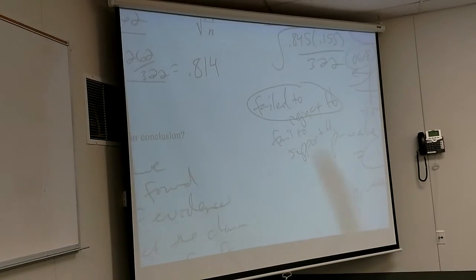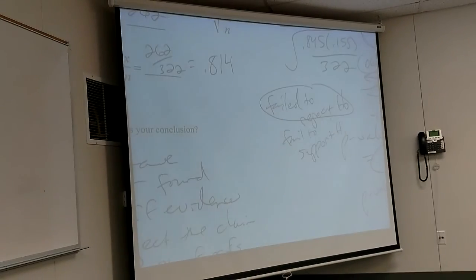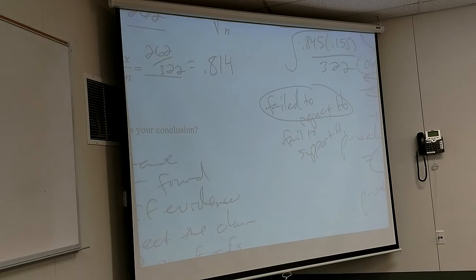Which one was my claim? H0. So which one of these am I going to use? This one. Failed becomes we have not found evidence to reject, and so forth. Okay. All right. Let me show you what's going to happen, if there's no more questions on this.